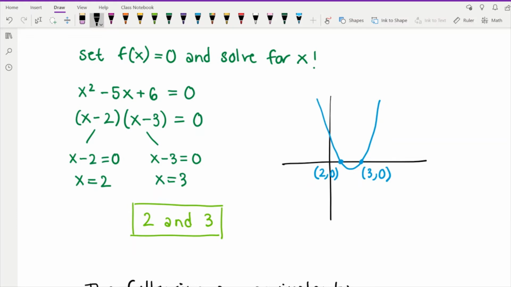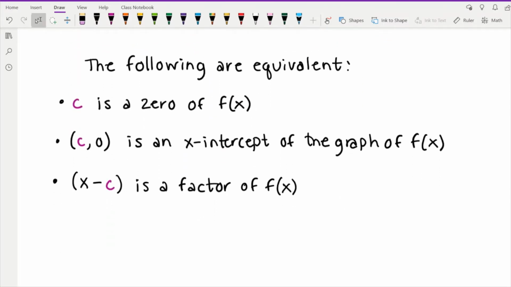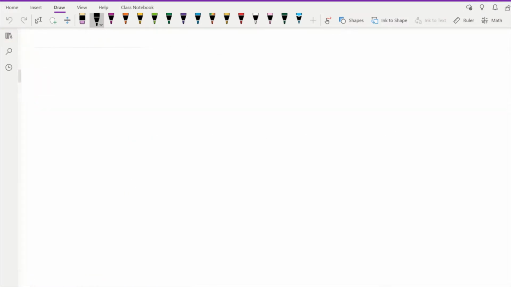But it also works the other way. If you know the zeros, if someone tells you what the zeros are, you can use that to set up the factors. So all of these three things, as soon as one of them is true, all three of them are true. They're like interchangeable facts.